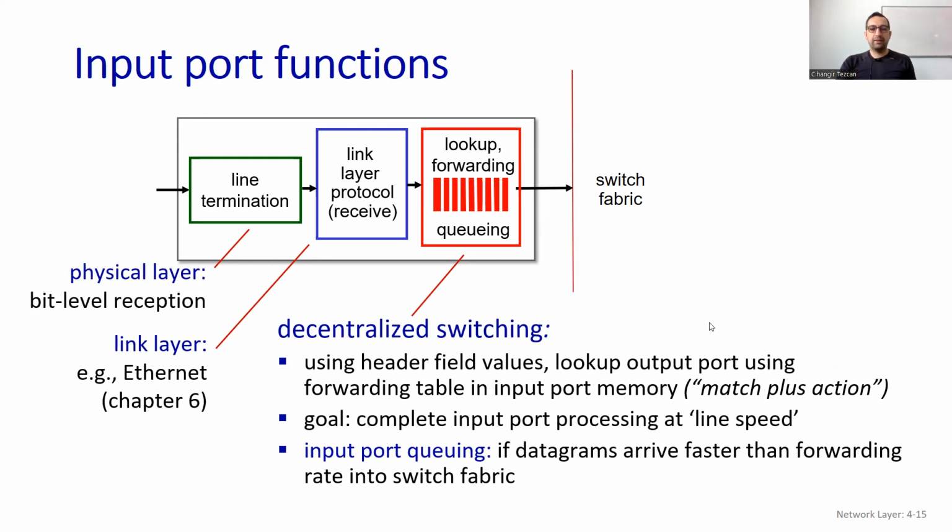Decentralized switching using header field values: look up the output port using the forwarding table in input port memory, match plus action. Goal: complete input port processing at line speed, because if you do it slower than the line speed, then you will observe slowdowns, right? Input port queuing: if datagrams arrive faster than the forwarding rate into the switch fabric, it will fill the buffer. So this is what I meant by buffer overflow. Then you have to drop some of the packets because you cannot store everything.